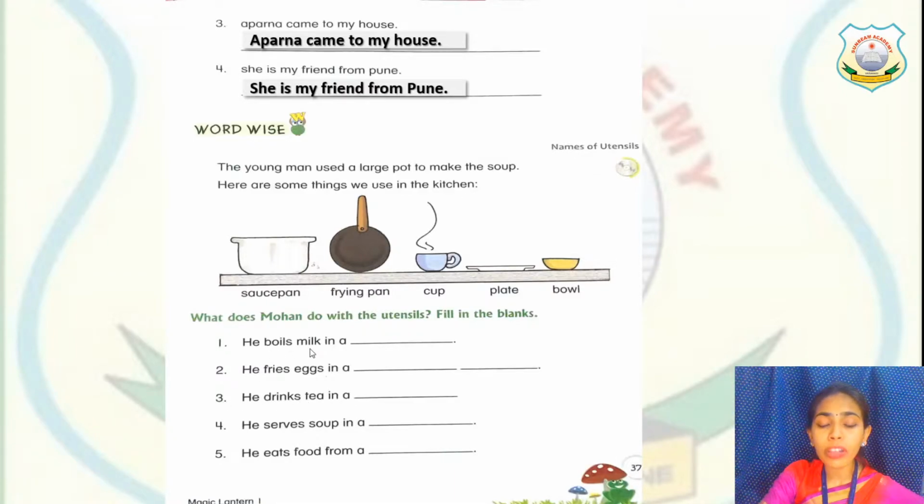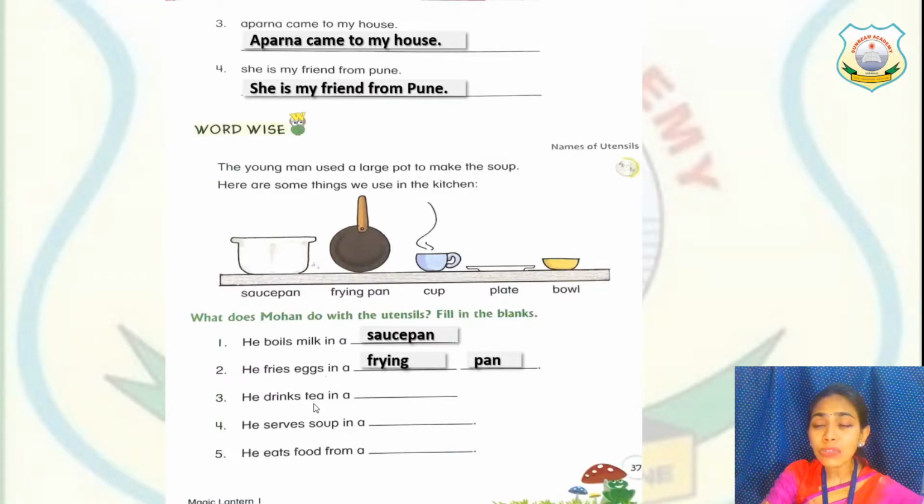Like he boils milk in a. So to boil milk, we will use which of these utensils? Saucepan, yes. So we have to use a saucepan to boil the milk. Number 2, he fries eggs in a. So what is he going to use to fry the egg? Frying pan. This one, frying pan, right?